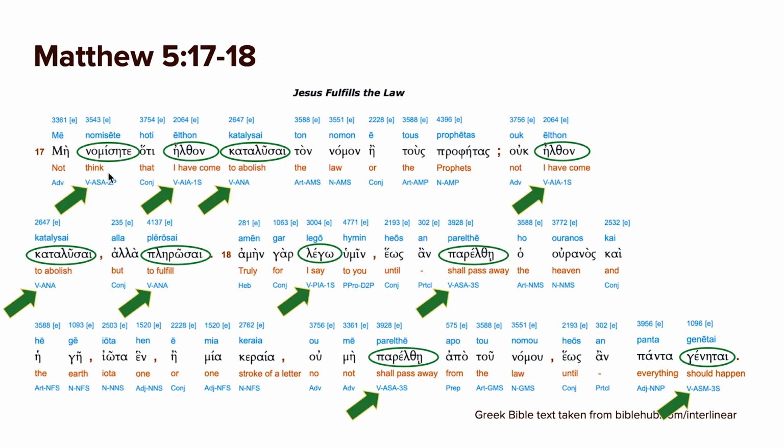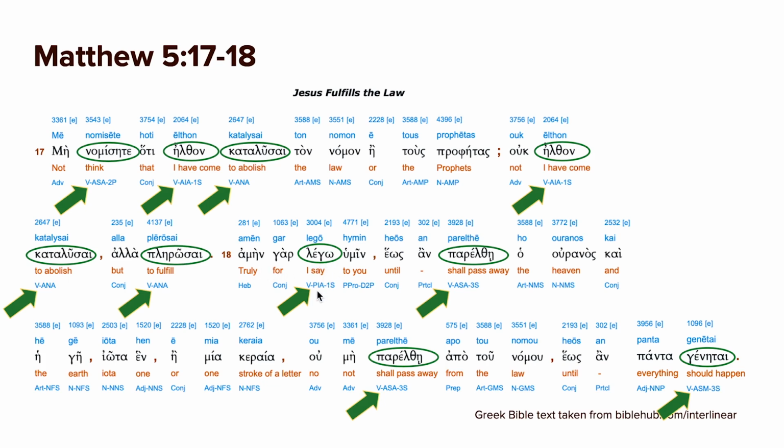Noumizete is from the verb to think. I have come, eilthon, katalusai. This is an infinitive. I have come. This is a past tense. We call it aorist. So aorist, indicative, active. Here's another infinitive, katalusai. Plerosai is another infinitive, to fulfill.